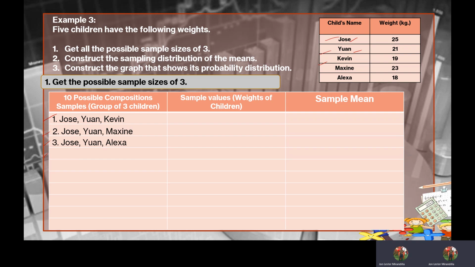Okay. Next tayo sa ano pala? Jose, Kevin. So yung combination naman ni Jose and Kevin. So Jose, Kevin, and Maxine. Tama ba? O yan. Jose, Kevin, Maxine. Next, Jose, Kevin, and Alexa. Okay. Next tayo, Jose, Kevin. Pwede ba si Jose, Kevin, and Juan? Okay, pwede siya, di ba? Okay.